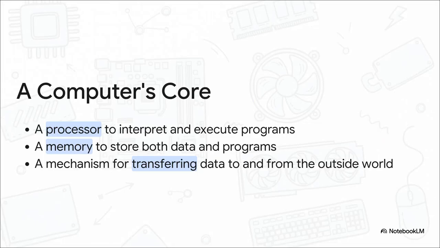And what are they designing, really? Well, if you strip away all the bells and whistles, any computer is basically just three things. It needs a processor to run programs, a memory to store those programs and data, and some way to get information in and out. That's input-output, or I/O. Processor, memory, I/O. That's it. That's the whole game right there.